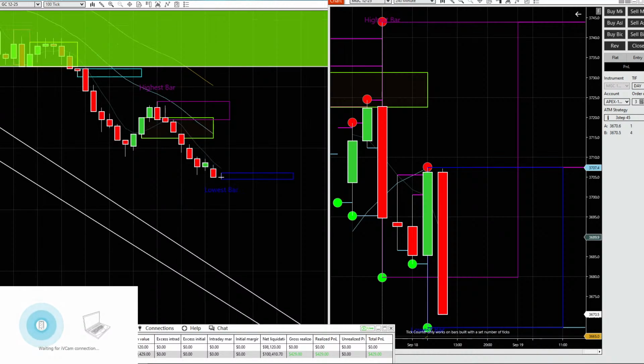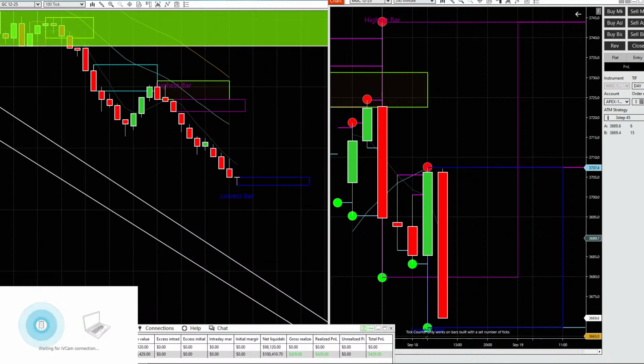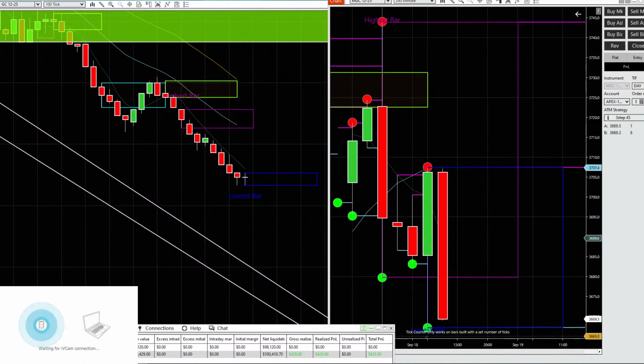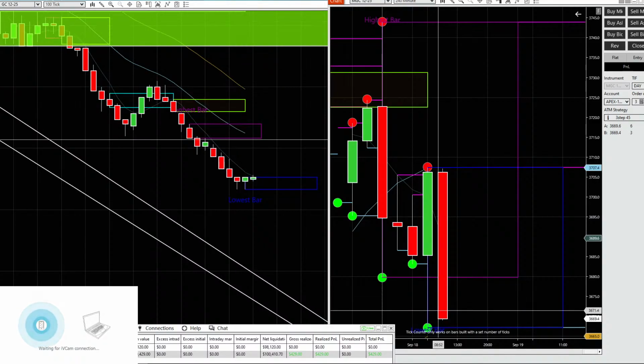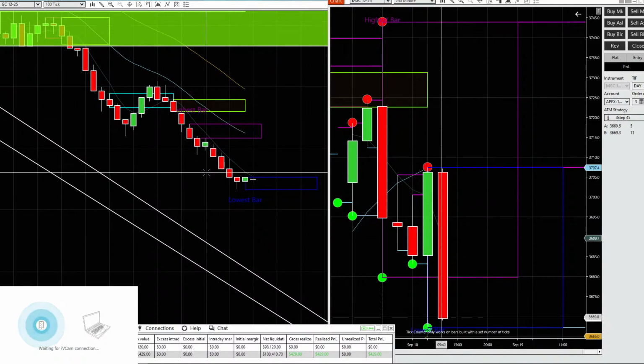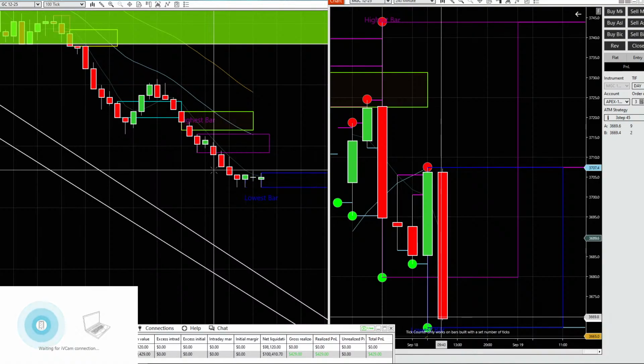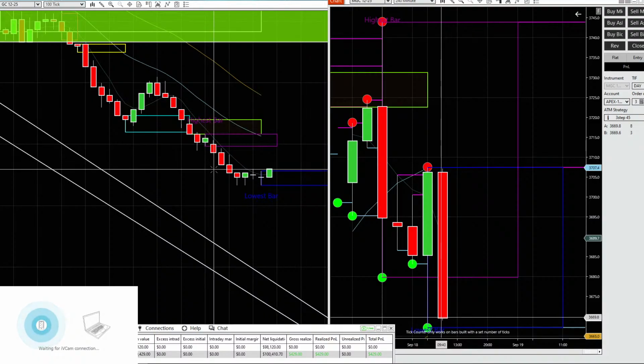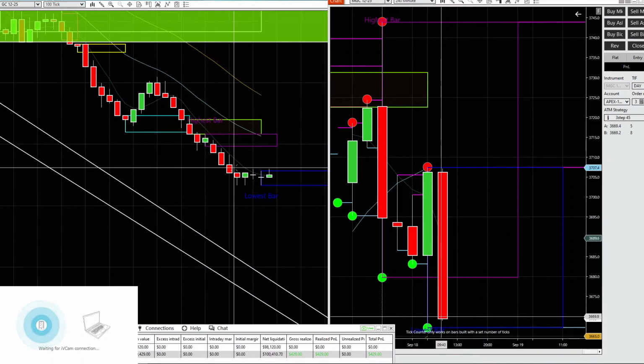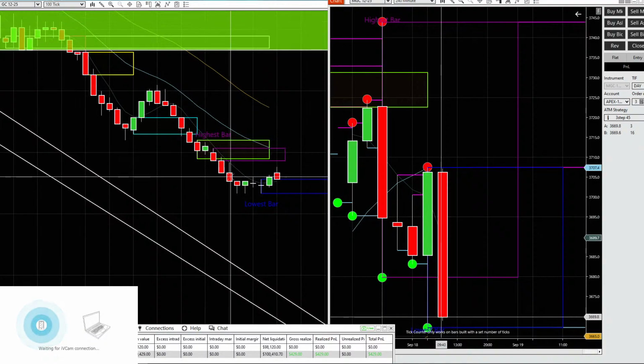And unless it just stagnates and doesn't go anywhere, then you basically just make money. You just keep your money. It's like you don't lose anything. But if it goes up or down, you're making money, and you're only basically risking 33 cents on each side.